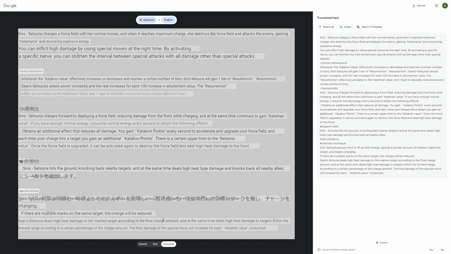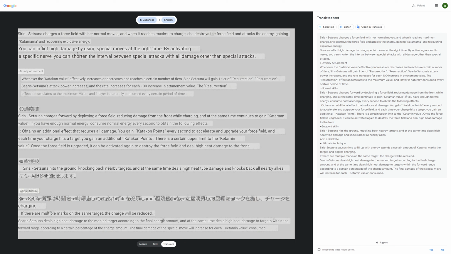You can inflict high damage using special moves at the right time. By activating a specific nerve, you can shorten the interval between special attacks with all damage other than special attacks. Interesting. Whenever the value effectively increases or decreases and reaches a certain number of tiers, SIRIS will gain one tier of resurrection. SIRIS's attack power increases and the rate increases for every 100 increase in attunement value. The resurrection effect accumulates to a maximum value and one layer is naturally consumed every certain period of time. Interesting.